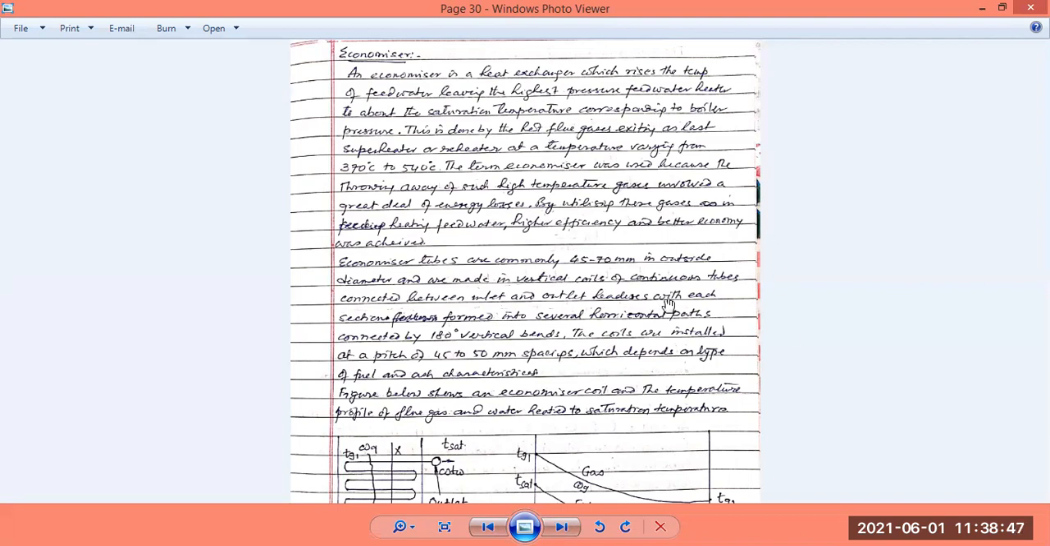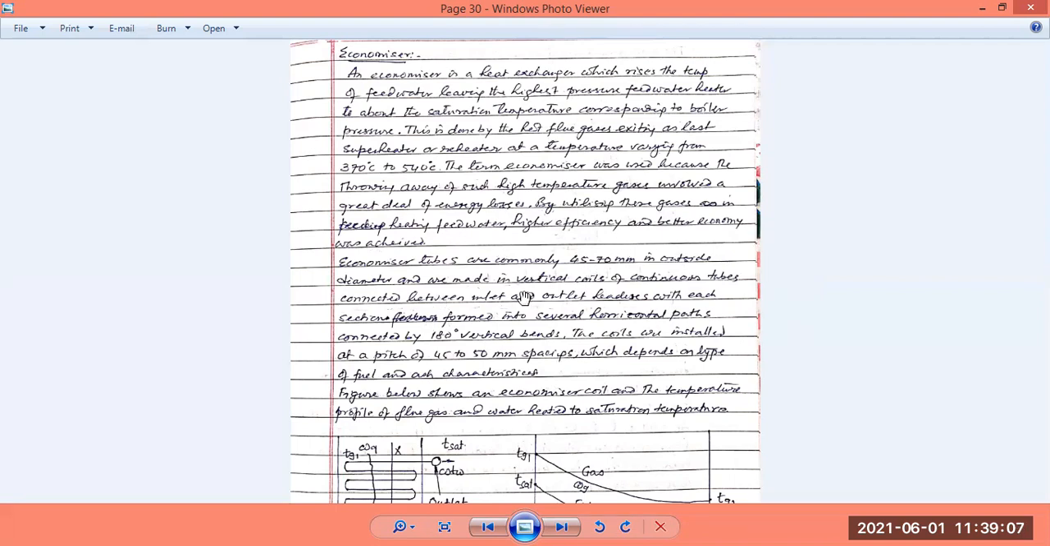So all these items are used in order to utilize these gases for heating feed water, to improve the efficiency and give better economy of the total system of the boiler itself.